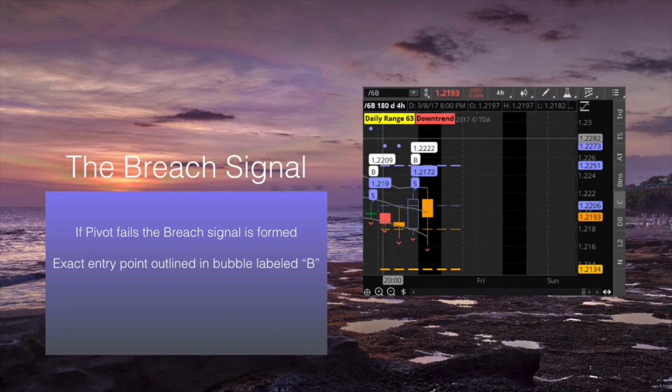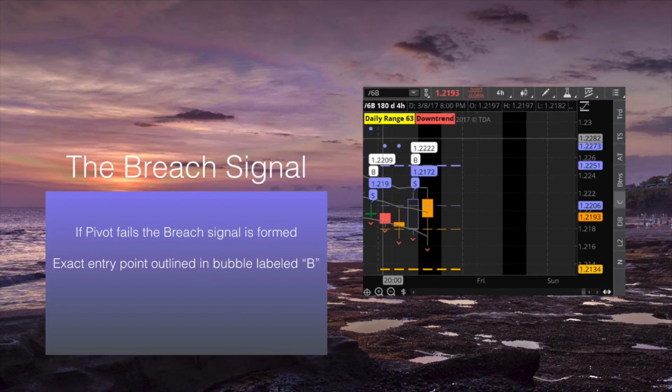All right, here's the breach signal. The breach signal is basically a failure of one of the pivots. By that I mean the pivot short either didn't fire, or it did fire and now it reversed and went in the opposite direction. The breach is a position in the opposite direction of the pivot.